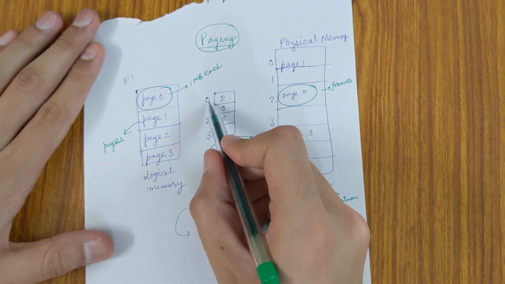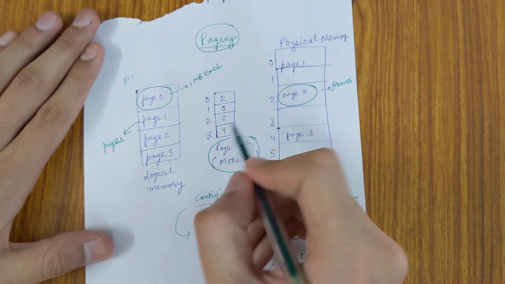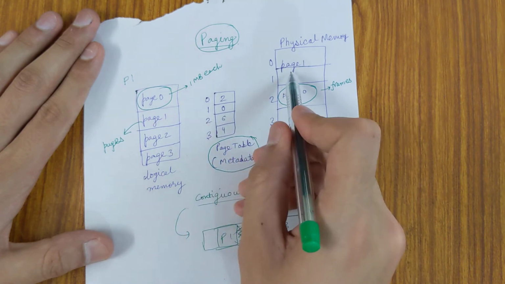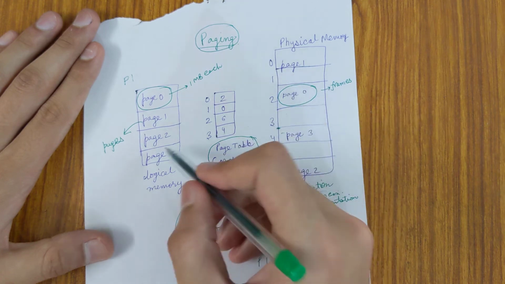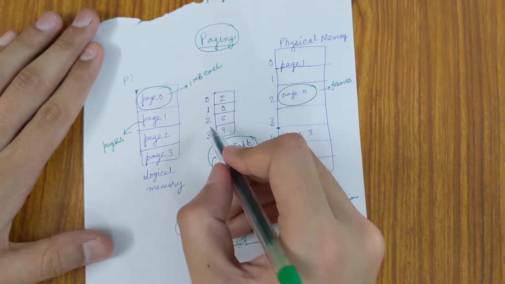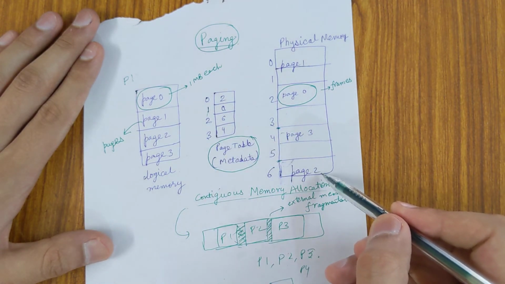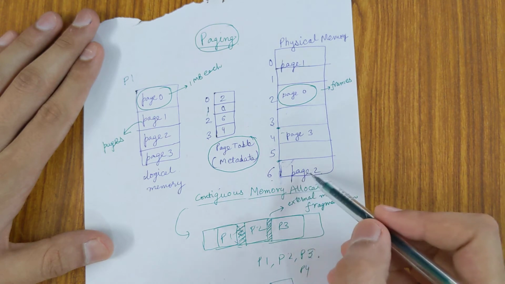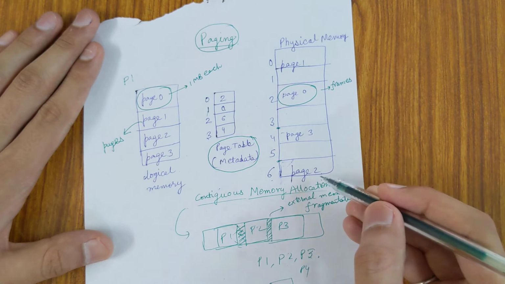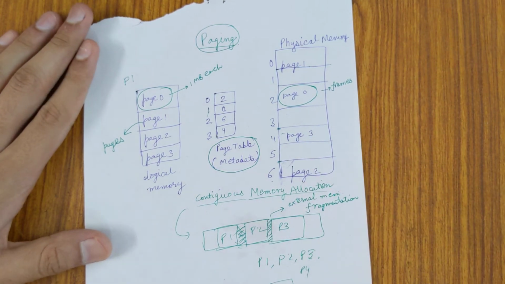That is, the 0th page can be found in the 2nd frame. The first page can be found in the 0th frame. The second page can be found in the 6th physical frame, and the third logical page can be found in the 4th physical frame, something like this.